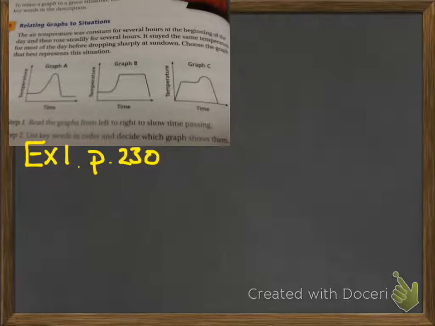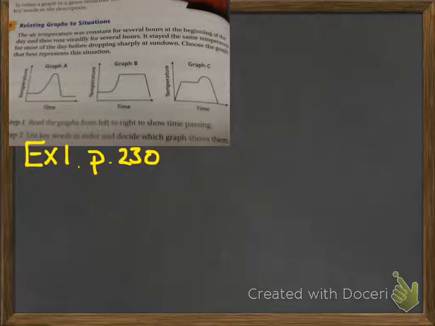You look at the situation. It says the air temperature was constant for several hours at the beginning of the day, then rose steadily for several hours. It stayed the same temperature for most of the day before dropping sharply at sundown. Choose the graph that best represents the situation. So you're trying to look at this and tell me which one of those best fits.